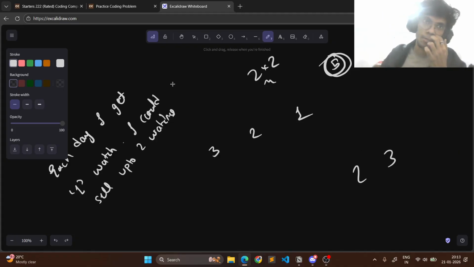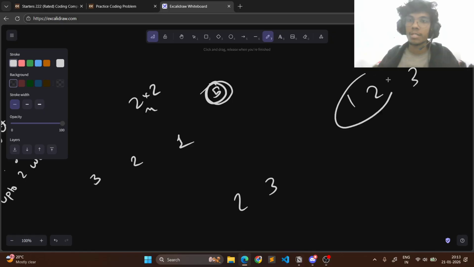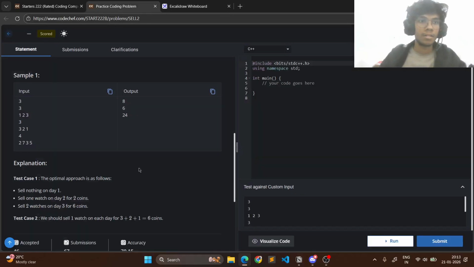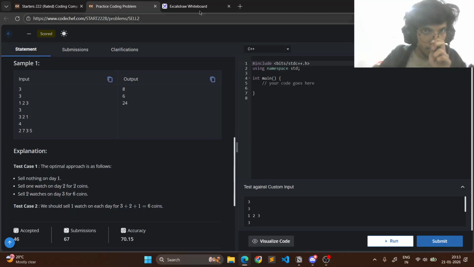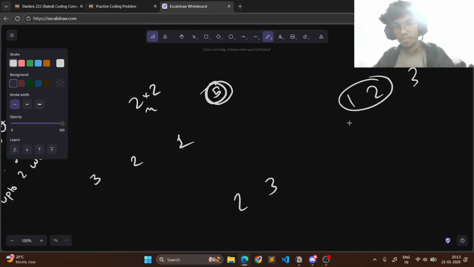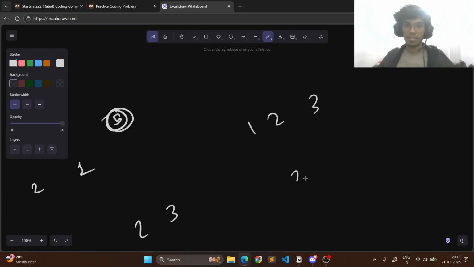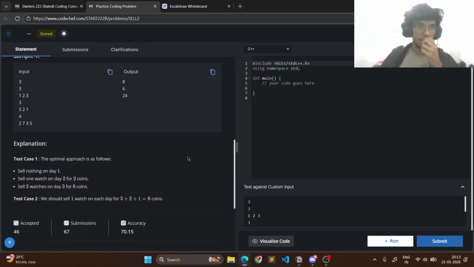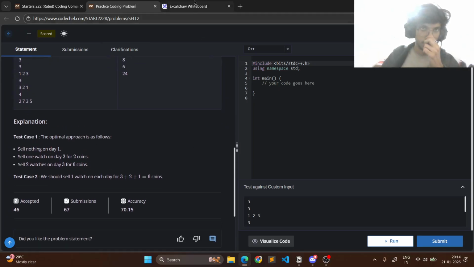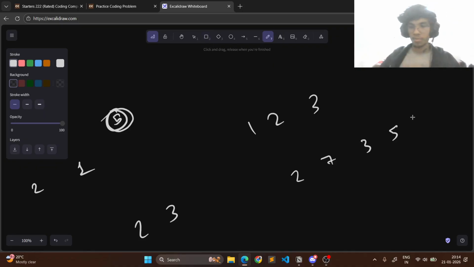So are these 2 disjoint by any chance? So 1, 2, 3 is there, and I get a watch on 1 and I got a watch. What was the answer? So this was greater. So what you can do is you can collect 1 watch, you can sell 1 here for 2, and then you can sell 2 here. Yep, that makes sense. 2 7 3 5, how to do this thing?